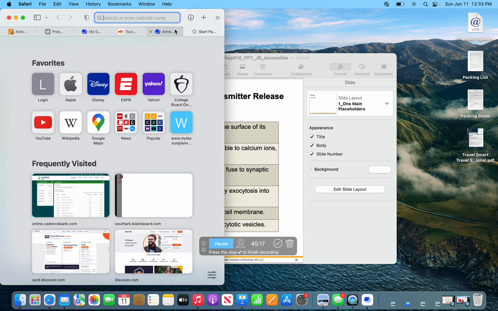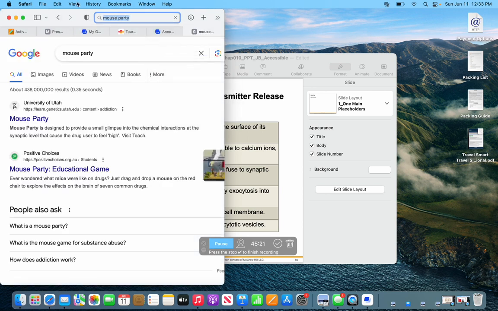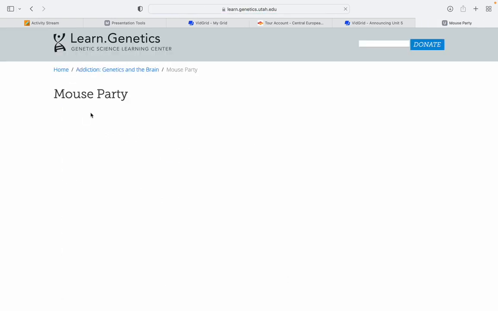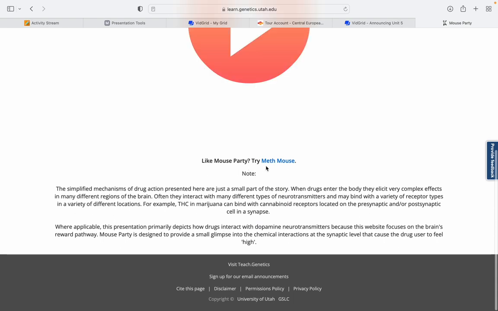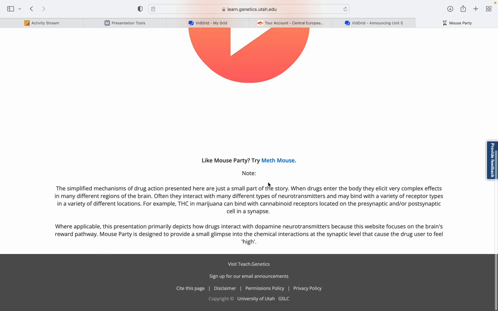Okay. This is called Mouse Party. Oh, I hope it will work on my Mac. I don't know. So this was made by the University of Missouri, maybe? I don't know. It's like Mouse Party. Try Meth Mouse. Okay, let's try this. Oh, gosh.